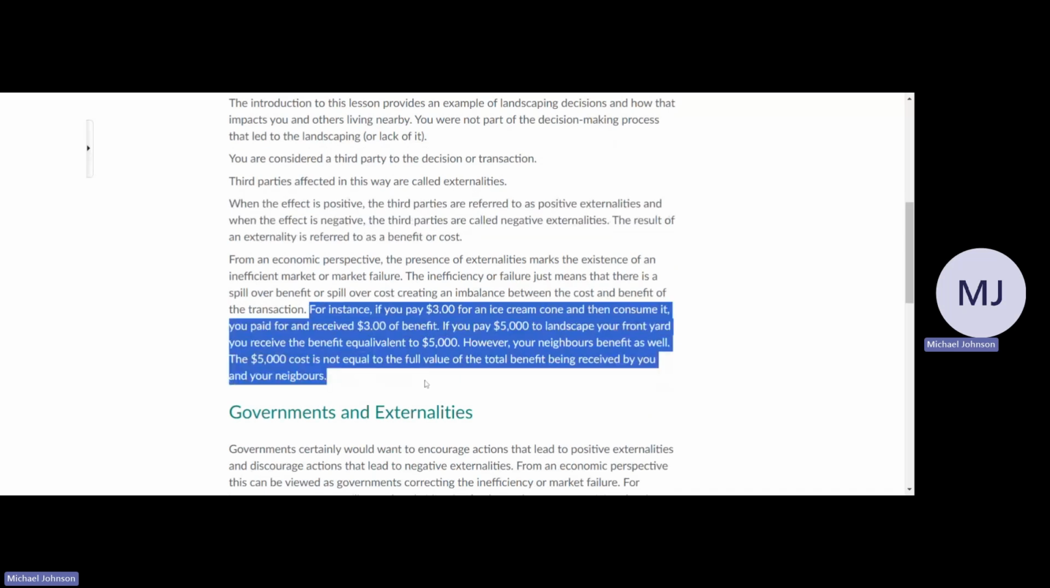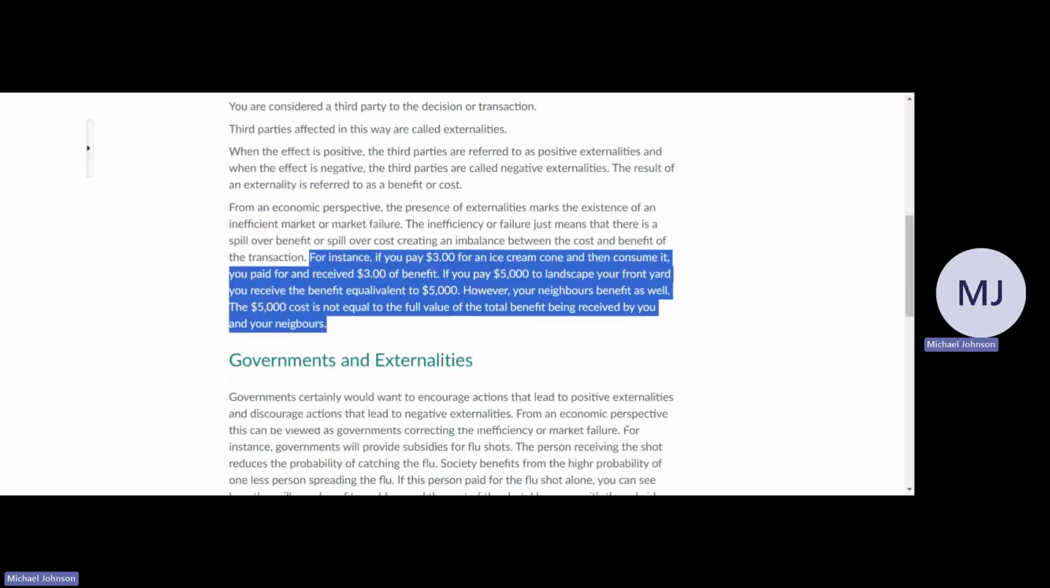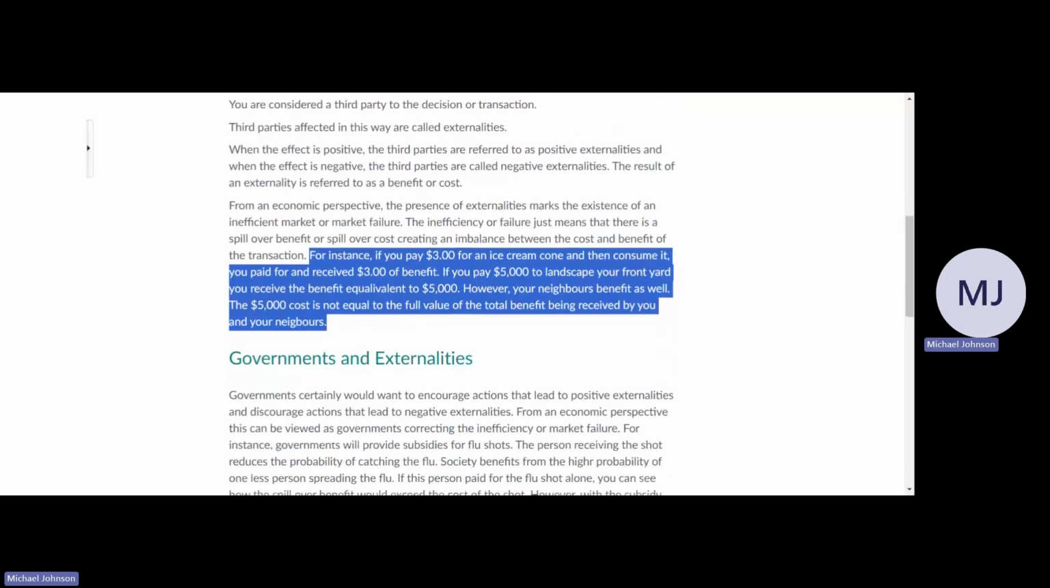So for instance, if you pay $3 for an ice cream cone and then consume it, you paid for it and received $3 of benefit. If you pay $5,000 to landscape your front yard, you receive the benefit equivalent to $5,000. However, your neighbors benefit as well. The $5,000 cost is not equal to the full value of the total benefit being received by you and your neighbors.